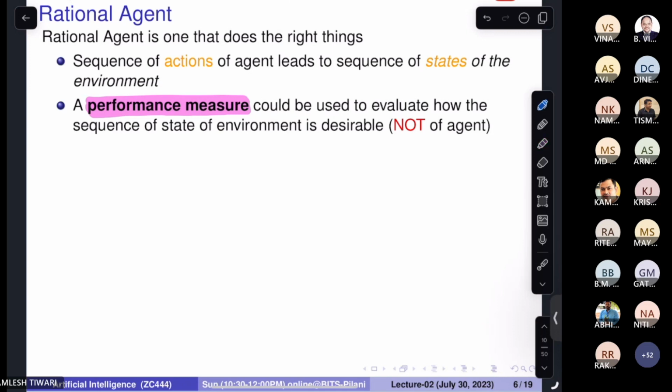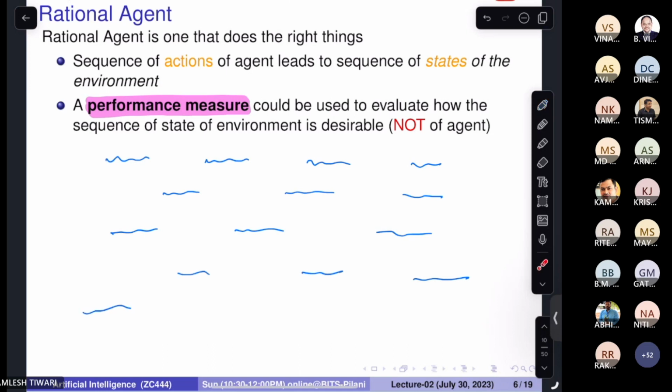Right now I'm going to tell a very important thing, so please focus and ask me if there is any confusion in this. What I told you is that the possible number of agent functions is very large, and we have to pick the one function which is actually a good function. How do we find out that function? It would depend upon the performance measure. I have to define a performance measure.